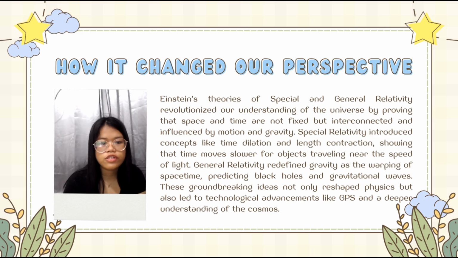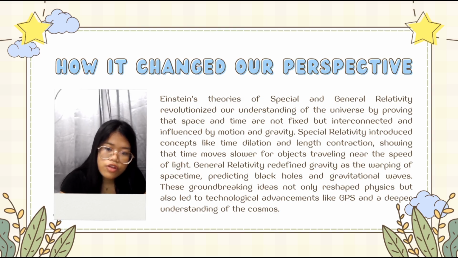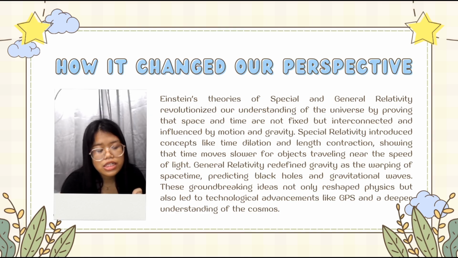Einstein's theories of special and general relativity completely transformed our understanding of space, time, and gravity. Special relativity showed that time and space are not absolute but depend on the observer's motion. This introduced mind-bending concepts like time dilation, where time slows down for objects moving near the speed of light, and length contraction, where fast-moving objects appear shorter. These ideas challenged classical physics and reshaped how we perceive motion, energy, and the structure of the universe.